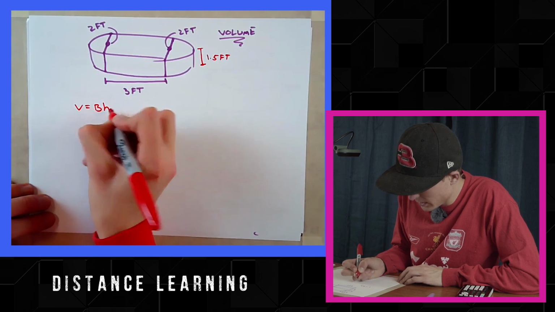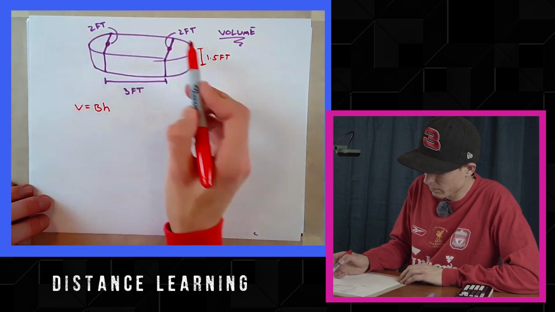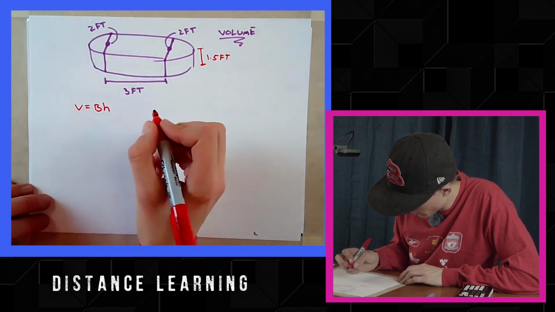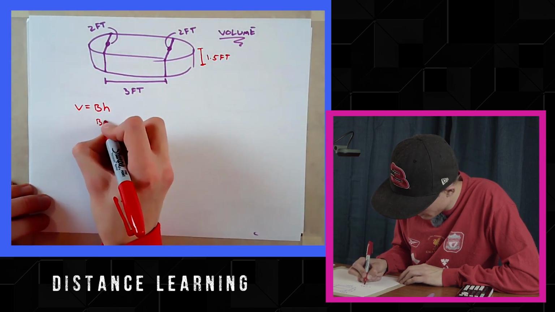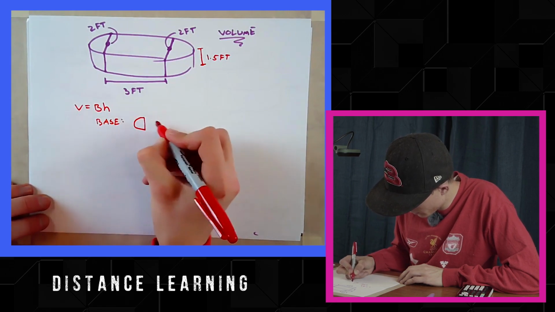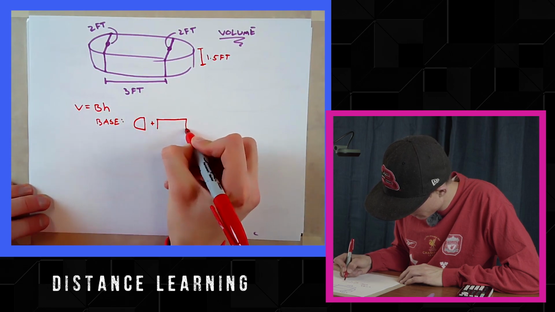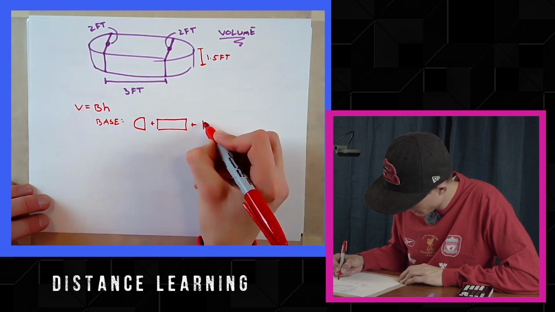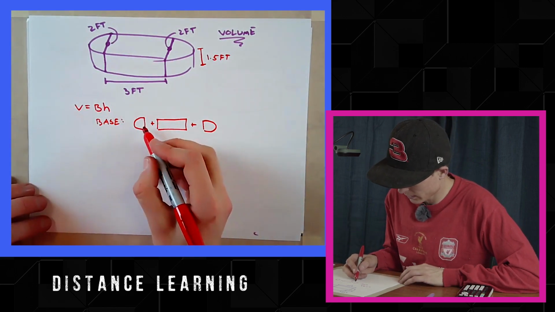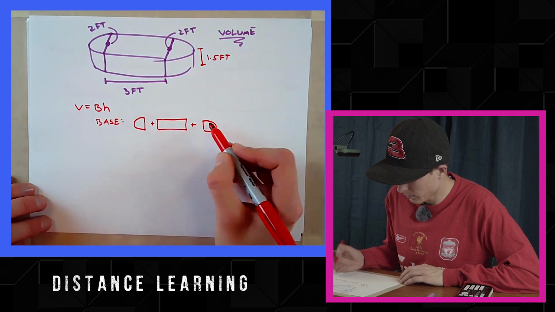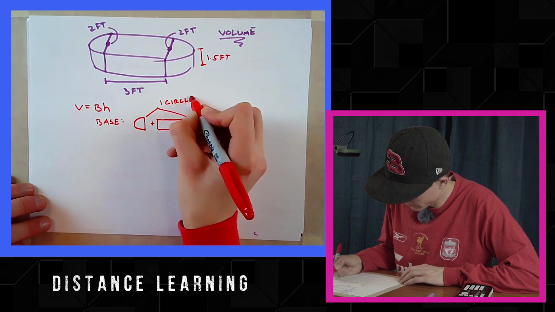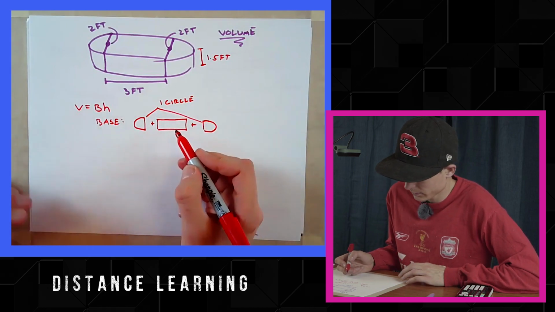Again, we said our volume is base times height. I can find the area of this base and then stack it 1.5 feet tall. So my base, however, is a half circle, a rectangle, and another half circle. If you're smart about it, this makes one full circle, and this is just a rectangle.